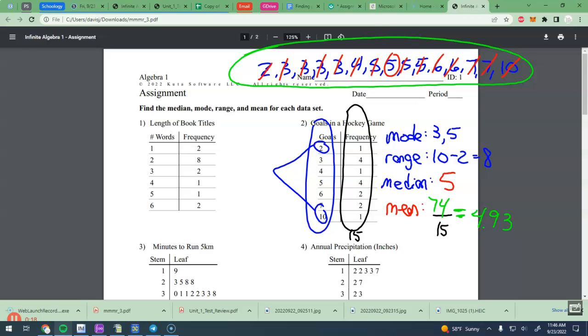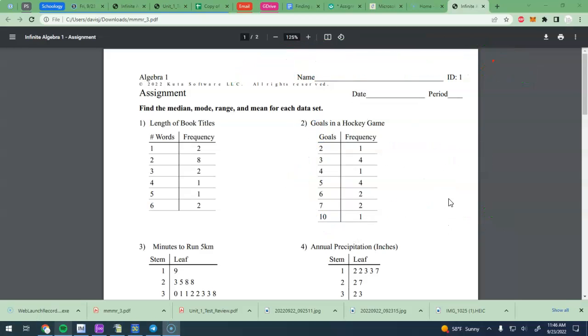Do you want us to put where you put the 74 on the paper? No, I was just like, if people were wanting to check how they got 4.93, I just wanted you to know. You can just put 4.93. Then I'm going to start. Any other questions on 2? I'm going to start number 3. Then I'm going to let you guys go.